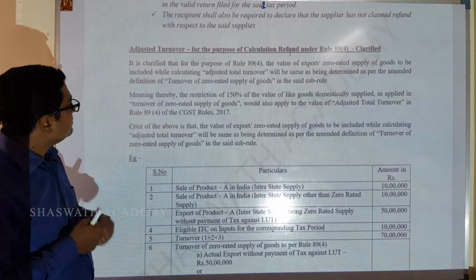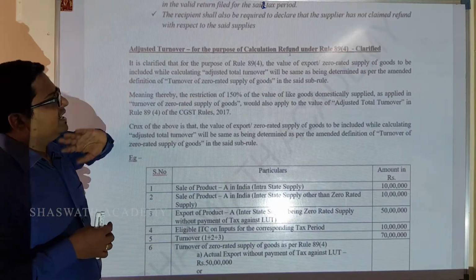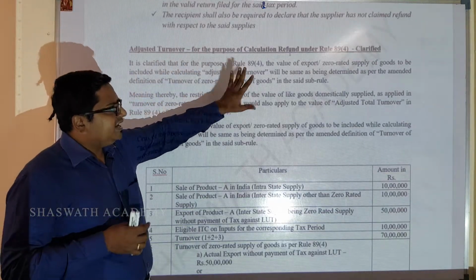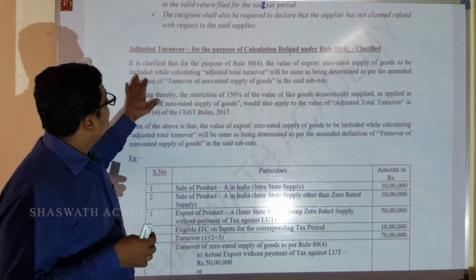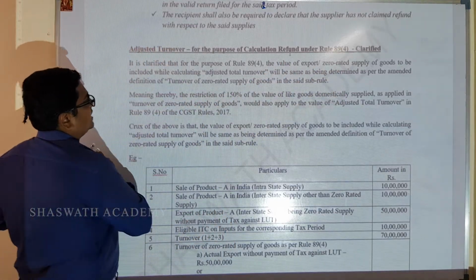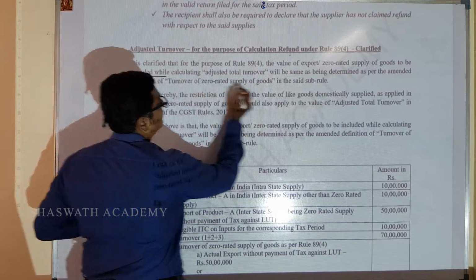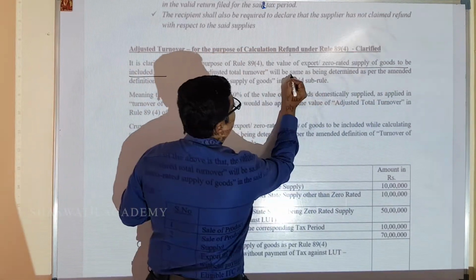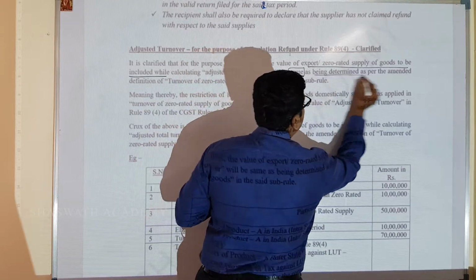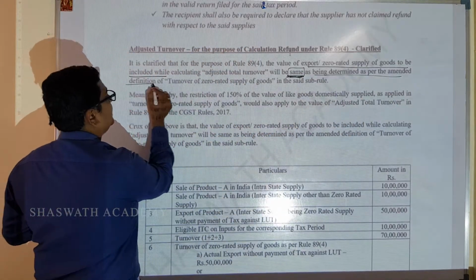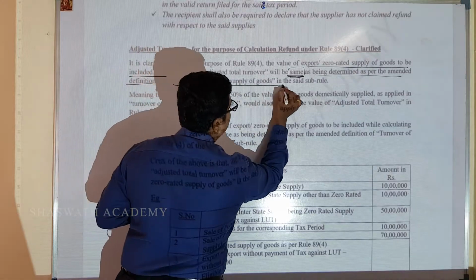Point number 1, what have they said? For the purpose of 89.4, the value of export or zero rated supply of the goods to be included while calculating adjusted turnover will be the same as being determined under the amended definition of turnover of zero rated supply of goods.